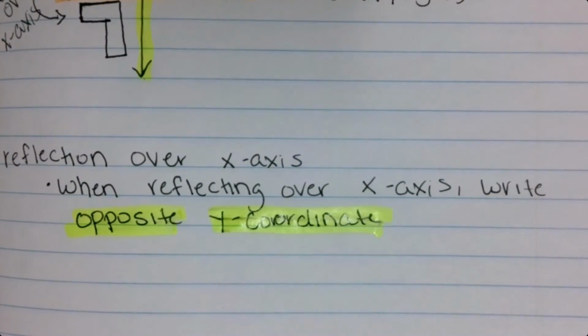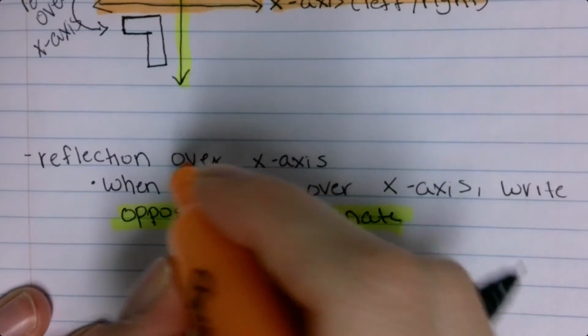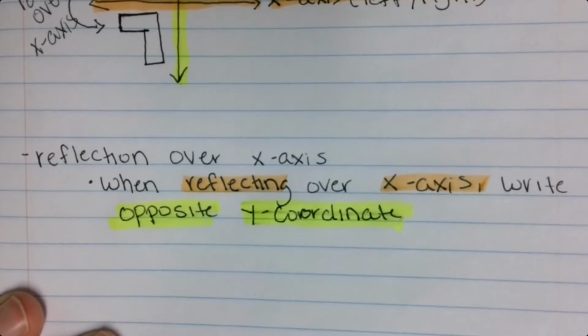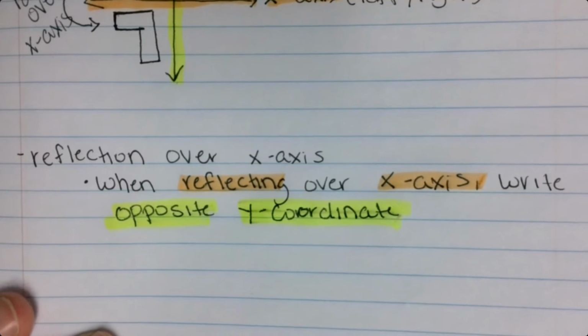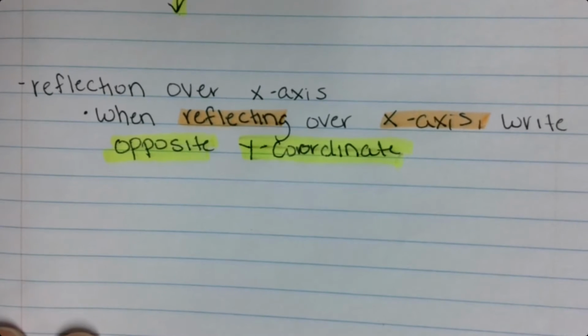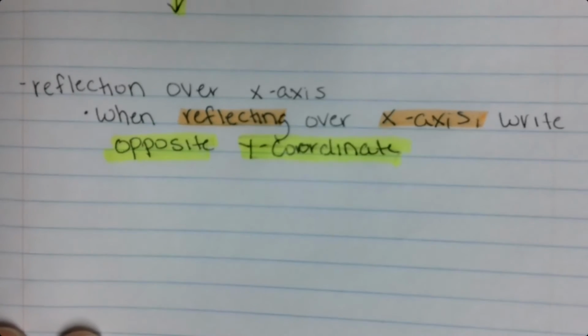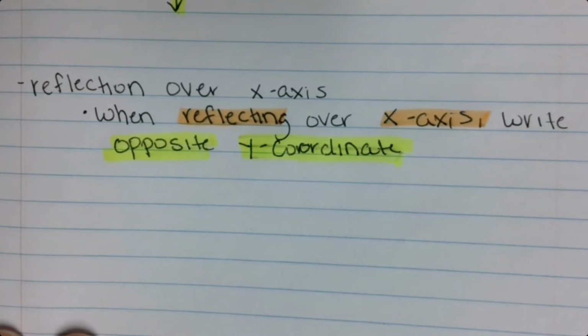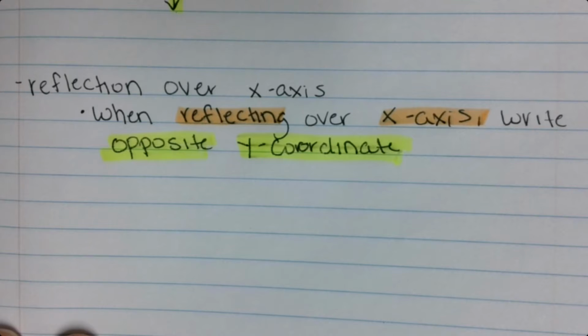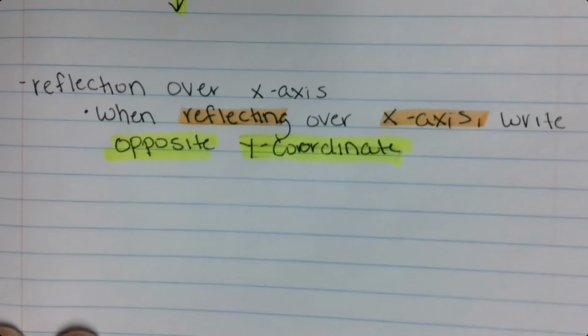So, reflecting x-axis, opposite y coordinate. I know that's going to be very difficult. And the good news is we're going to focus on graphing. So this isn't as big of a deal, but I do want you to know the math behind it. And again, some of you are not great at looking at the picture. So I want you to kind of have what it looks like on both.